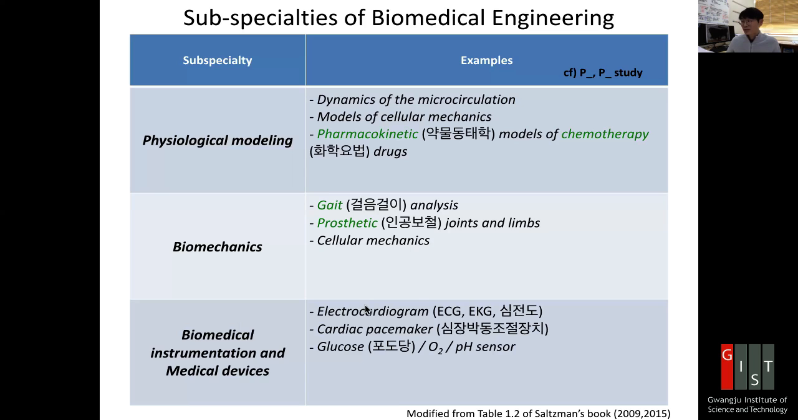For example, ECG, electrocardiogram, or cardiac pacemaker. There are people who have a problem in regular heart rhythm, and we use this cardiac pacemaker to beat the heart, to normalize the heart beating. And another example is glucose, oxygen, and pH sensors. These are instruments which measure our body's normal level of glucose or oxygen or pH.